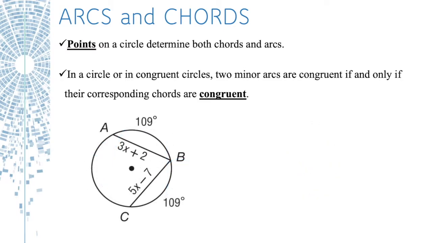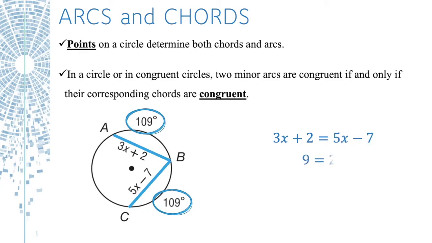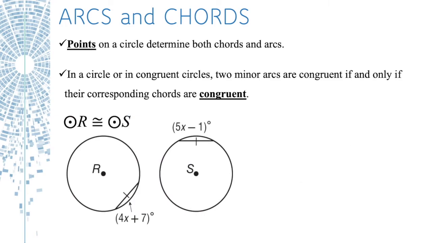In this example, they give you the measurement of the two arcs, and they're both 190 degrees, which means, again, the chords AB and BC, well, those are congruent. So we can set their measurements equal to each other. 3x plus 2 equals 5x minus 7, and solve for x. X equals 4.5.